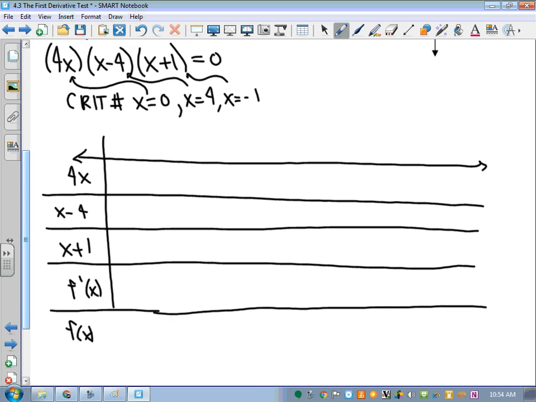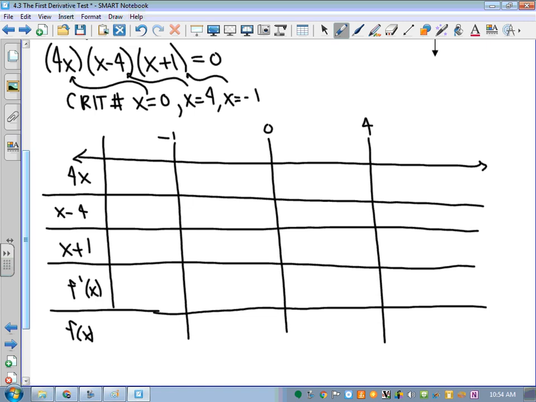To do this, I'm going to take my critical numbers and break apart the number line. So negative 1 is here, 0 is here, and then finally positive 4 is the far right. Again, writing the intervals is an advantage: negative infinity to negative 1, negative 1 to 0, 0 to 4, and 4 to infinity. You can pick a number within each interval, but as you do more of these, you are going to get better at identifying the signs.